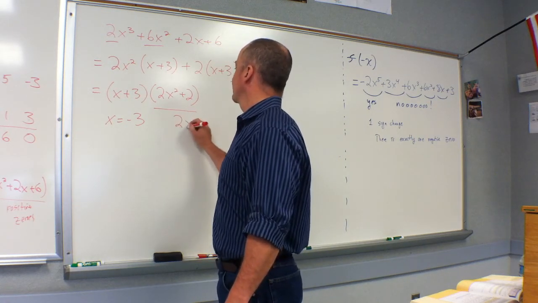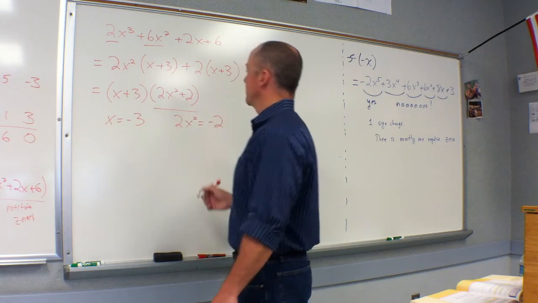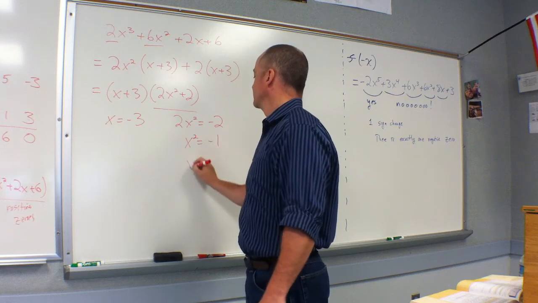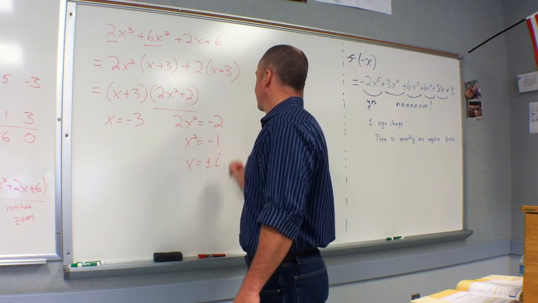Well, I'm going to get 2x squared equals negative 2. So then you divide that by 2, and you've got x squared equals negative 1. That's not real. x is plus or minus i.